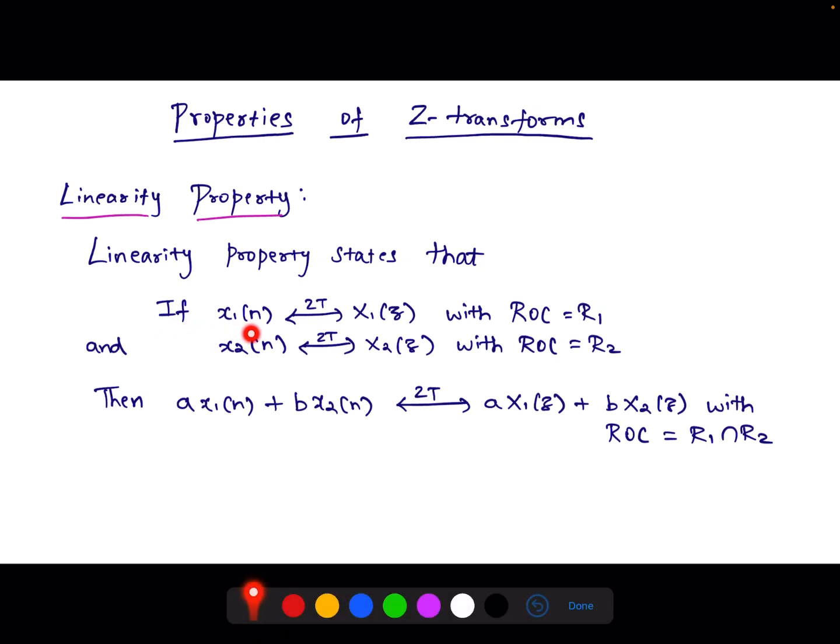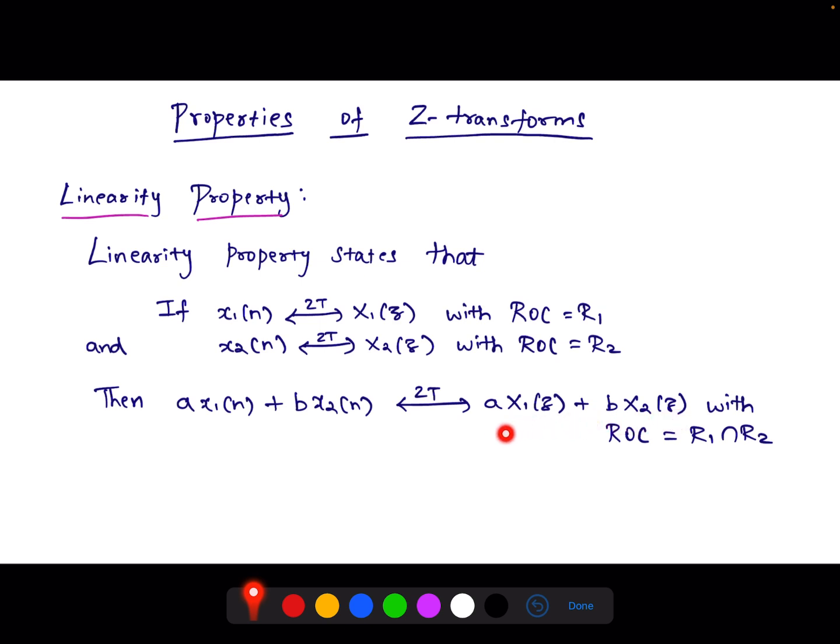If x1 of n has the Z transform X1 of z with region of convergence R1, and if the Z transform of x2 of n is X2 of z with region of convergence R2, then a into x1 of n plus b into x2 of n will have the Z transform a into X1 of z plus b into X2 of z.